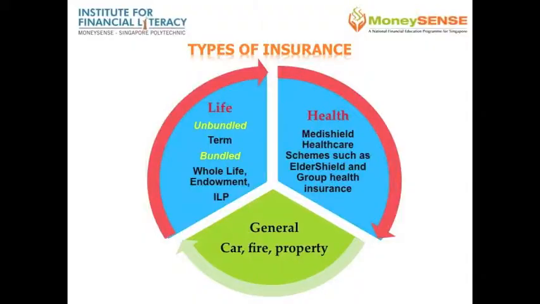Types of insurance. There are broadly three categories of insurance: life insurance, health insurance, and general insurance. General insurance typically covers your assets. For life insurance, there are mainly two types: the unbundled product or the bundled product, which will include your whole life insurance, your endowment products, and your investment-linked product. And for health insurance, it will include your MediShield, your other healthcare schemes such as ElderShield, DPS, and group insurance.